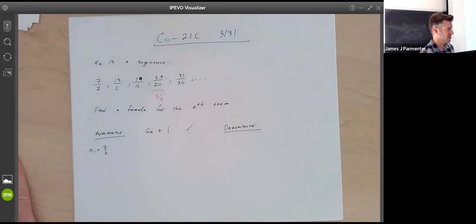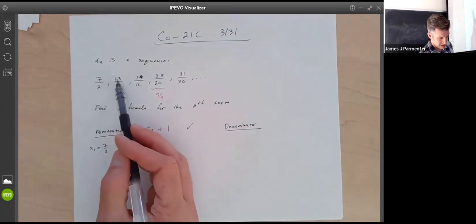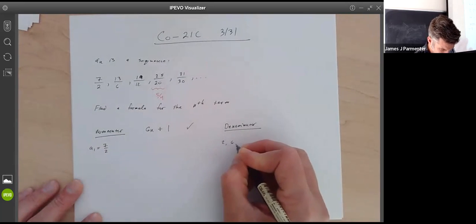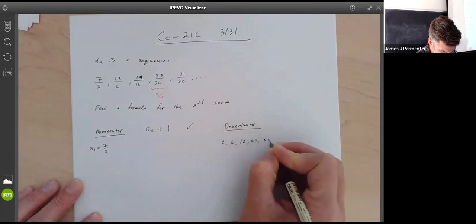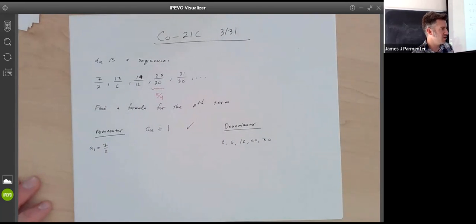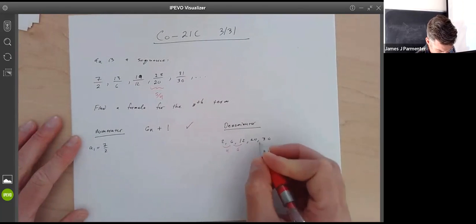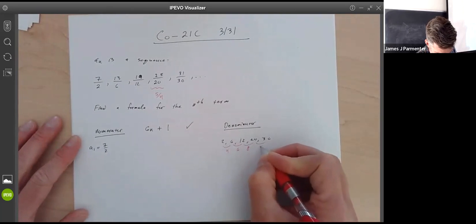It's not super obvious. I see 2, 6, 12, 20, 30. We're definitely not increasing by the same thing each time, right? For the other one, it was plus 6, plus 6, plus 6 every time. Pretty straightforward. Here, for my 2, 6, 12, 20, 30, there's a couple ways we could do it. It's definitely not something that's easy to see. I see that we're increasing by 4, and then 6, and then 8, and then 10.